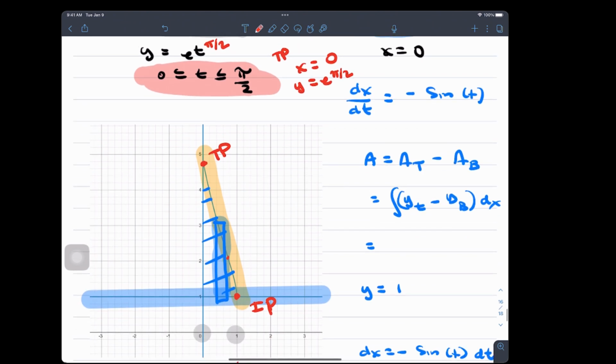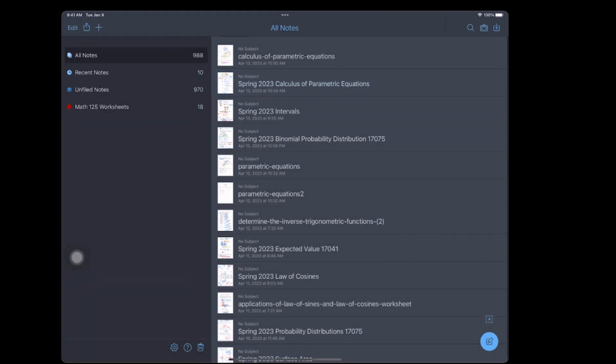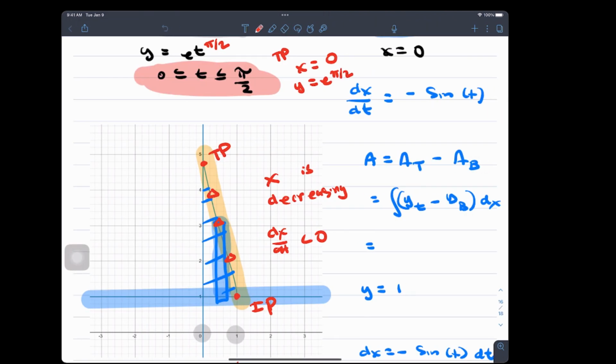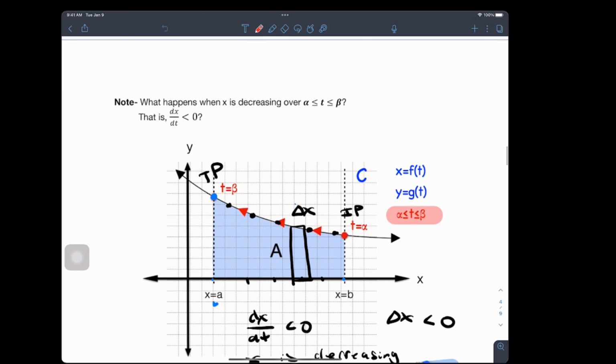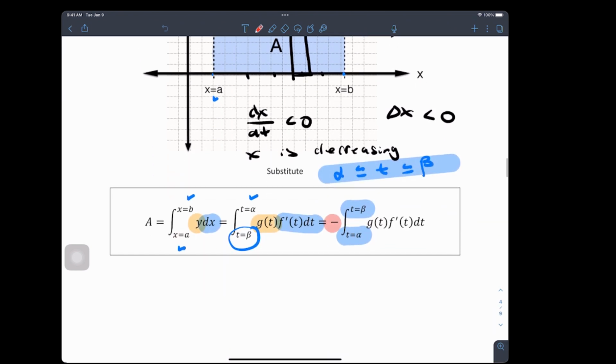What am I trying to say to you guys? What's your orientation now? Your x coordinate is what? Decreasing. It's getting smaller. So your dx/dt is in fact negative. Now, why is that a big deal? What did we say in our formula? What does that formula become?